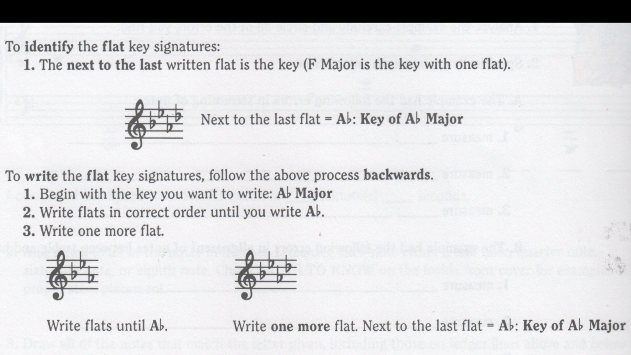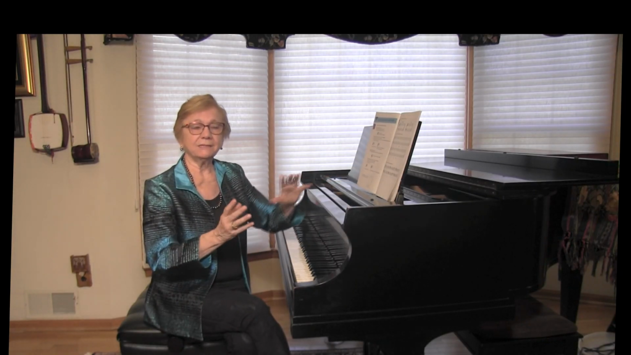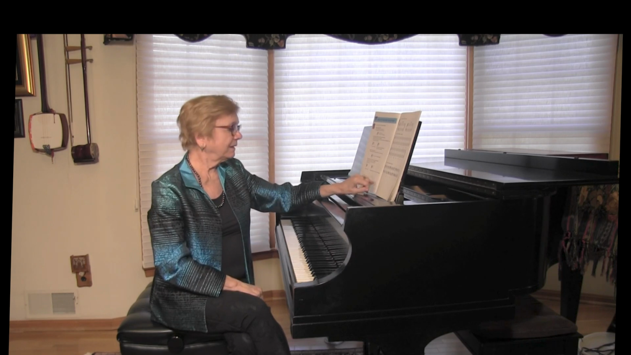Well, how do I write that? To write it, you do just the opposite. You know the order of the flats, B, E, A, D. One more than what you want. So B, E, A, D, next to the last is A. It seems to make sense and is fairly easy.